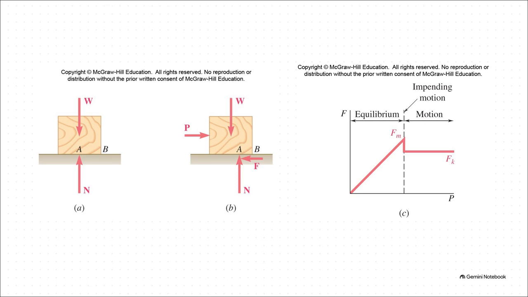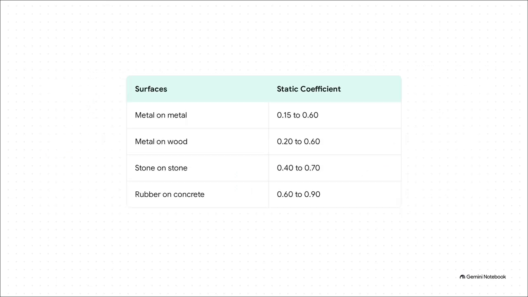The very millisecond the block finally gives way and snaps into a slide, the friction suddenly drops down to a steady, slightly lower resistance, which is known as kinetic friction. And the actual resistance you feel, that brilliantly illustrates how deeply friction depends on the specific materials that are making contact. The coefficient of static friction varies wildly.